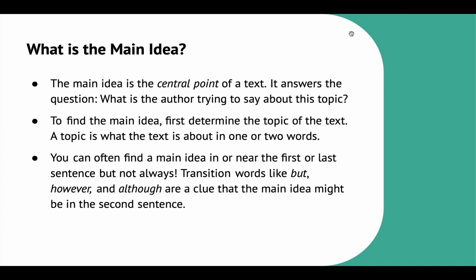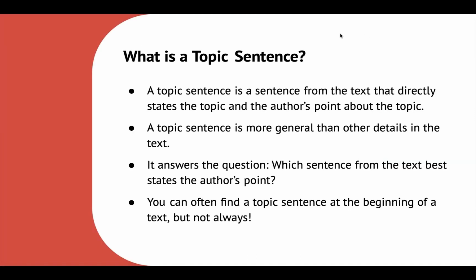For example, if you had a paragraph that talked about cats, to find the main idea of the text, you would ask, what is the author trying to say about cats? You can often find a main idea in or near the first or last sentence, but not always. Transition words like but, however, and although are a clue that the main idea might be in the second sentence.